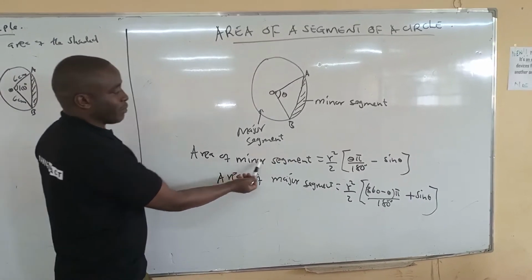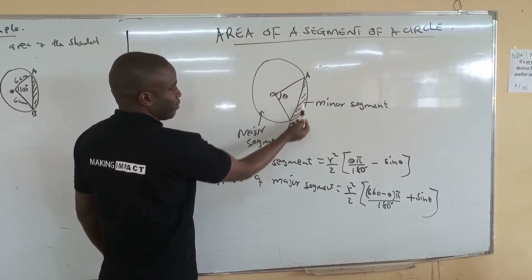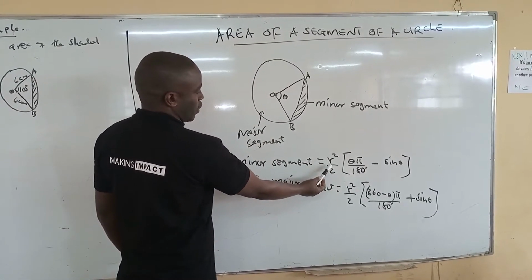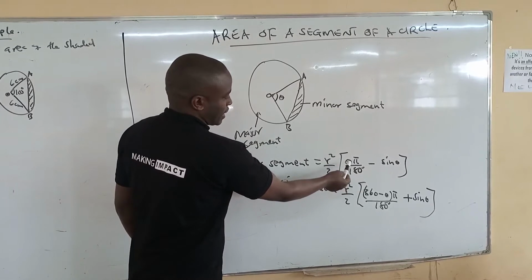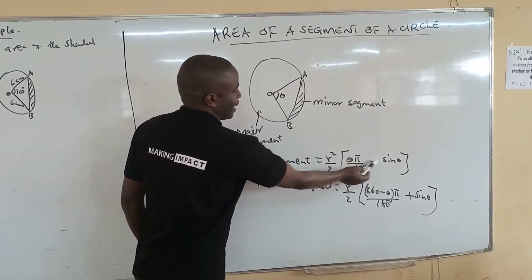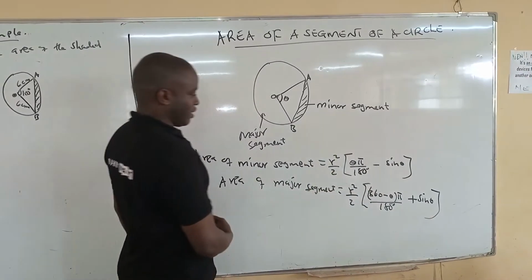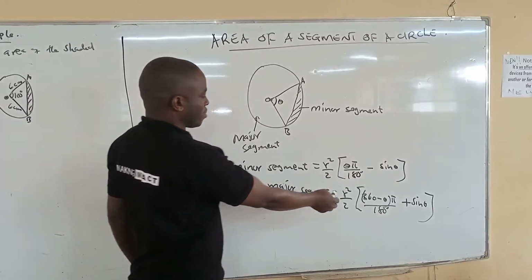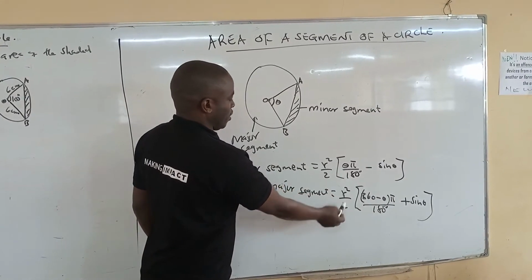To get the area of the minor segment, the shaded part, it is r squared, that is the radius squared, over 2 into brackets theta, that is the angle theta, times pi over 180 minus sine of theta. Very simple as that.